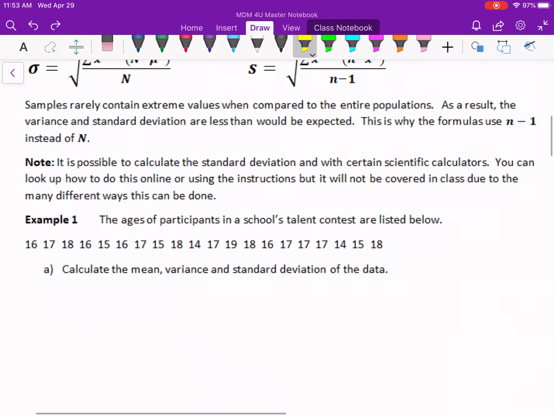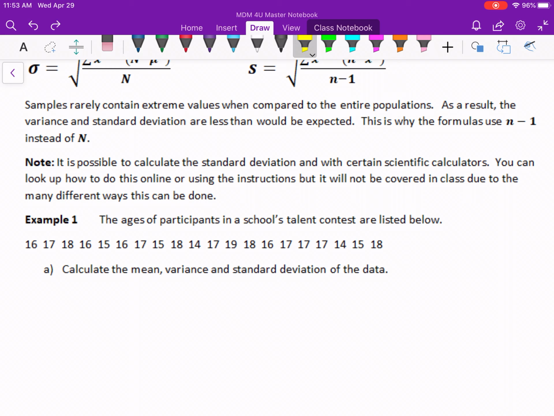All right, it's possible to calculate standard deviation and variance with certain scientific calculators, almost all scientific calculators, in fact. You can look up how to do this online or using the instructions. It won't be covered in this class because there's many different ways it can be done. Having said that, I'm going to give you a quick little look at my calculator so that you can get an idea of what I'm talking about.